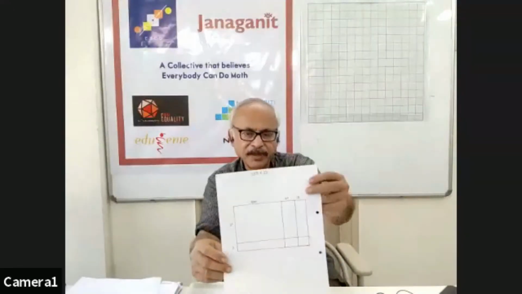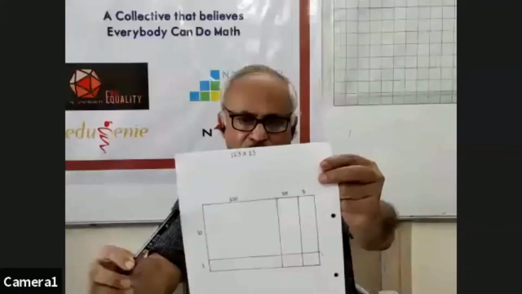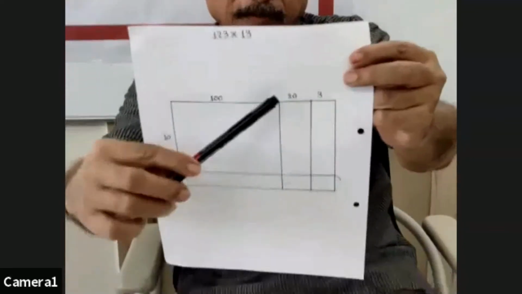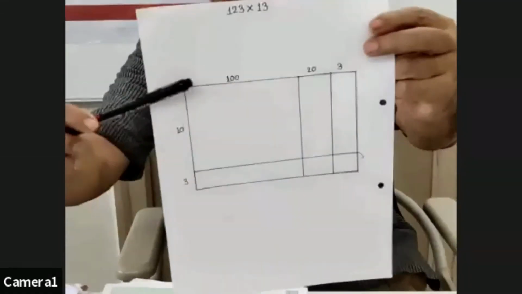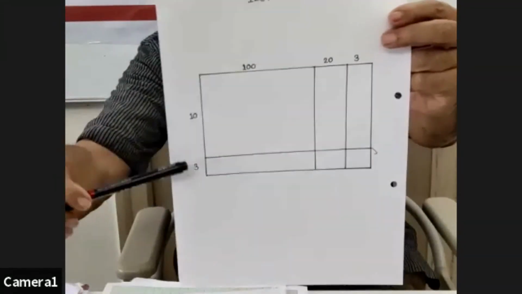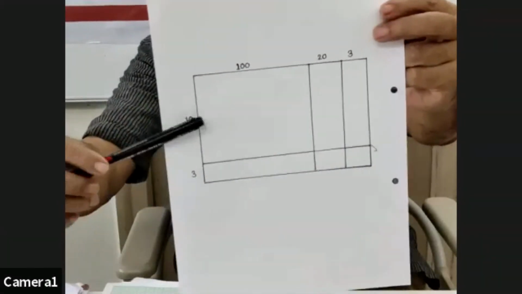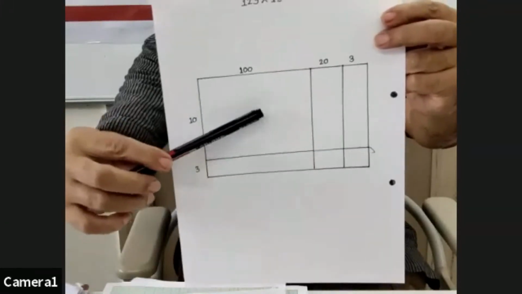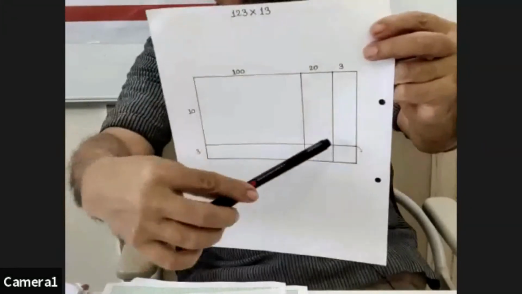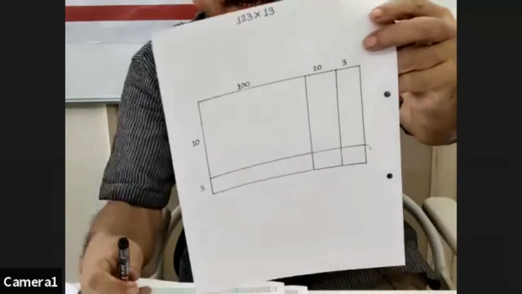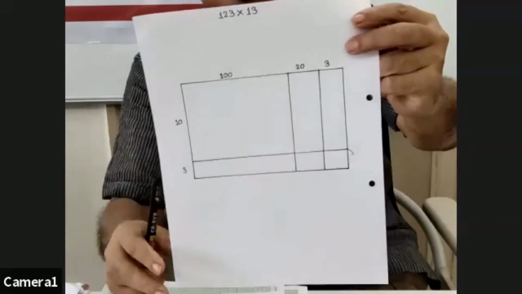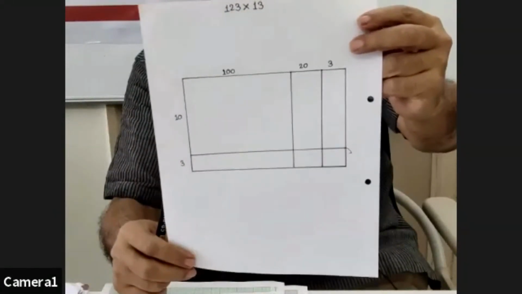Very good. And this is what I have done, which is similar to what you have done. I have divided 123 into 100 plus 20 plus 3. And I have divided 13 into 10 plus 3. So I've got now 6 rectangles inside. 1, 2, 3, 4, 5, 6. Can I write each rectangle, the value of each rectangle, the area of each rectangle?